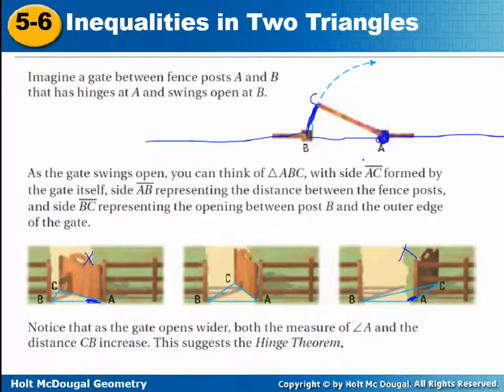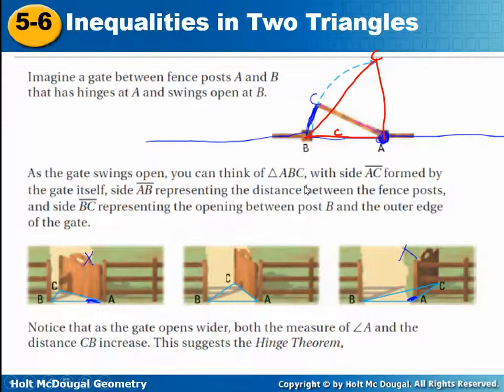So you can make this triangle be different sizes depending on how far you open the gate. If you open it really far, then C would be right here, up here. And if you opened it just a little, if it's almost closed, then C would be shut all the way. Okay, so the length from A to B doesn't change. It's just going to change how long B to C is.